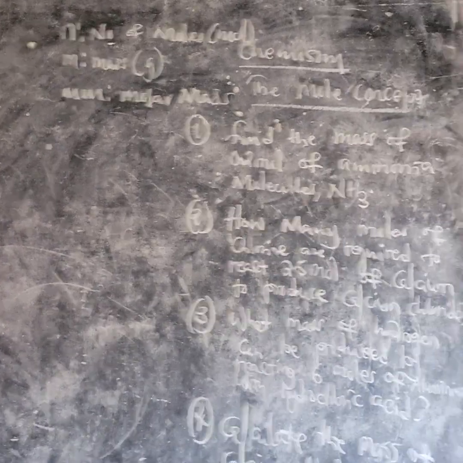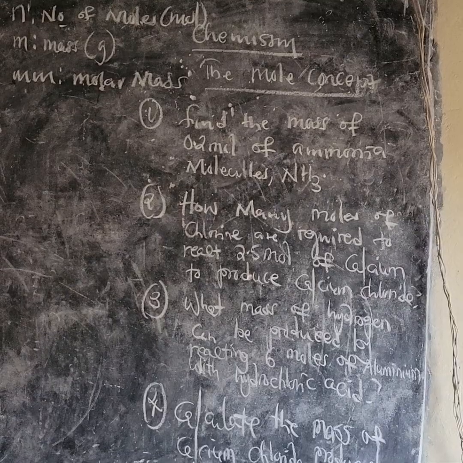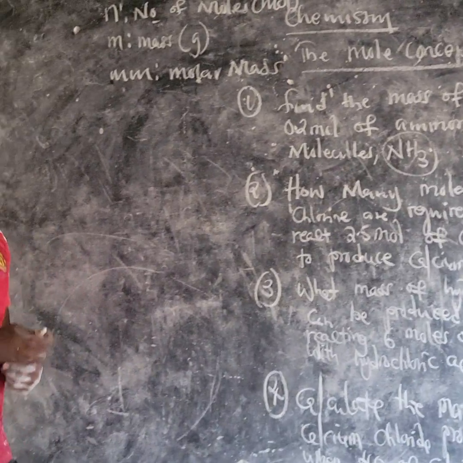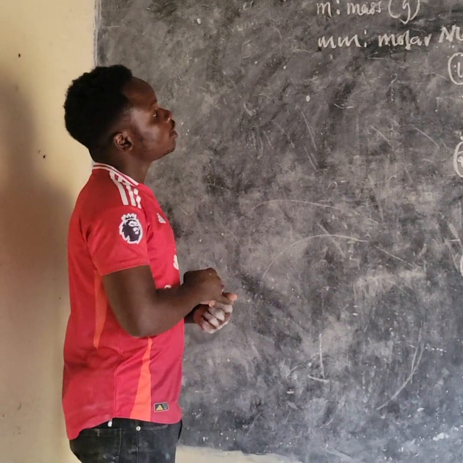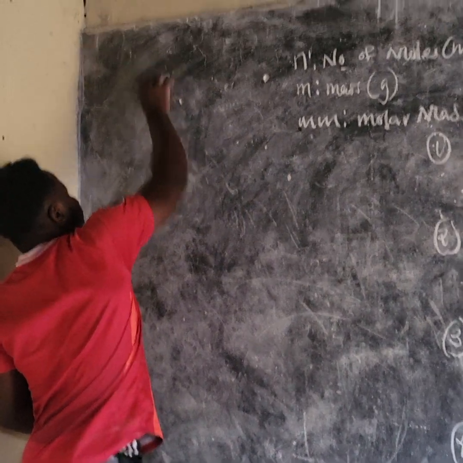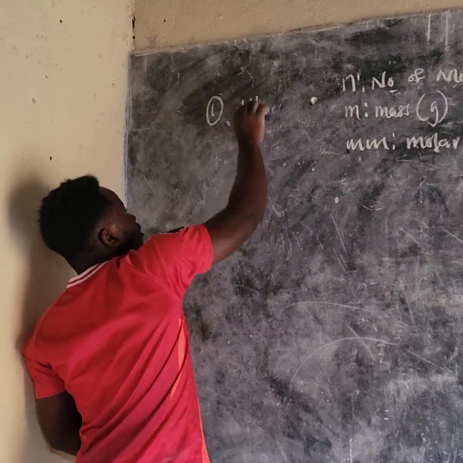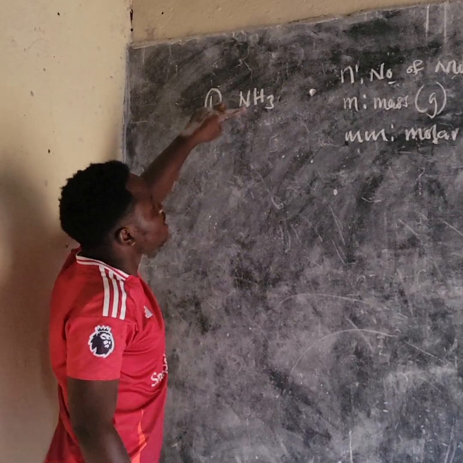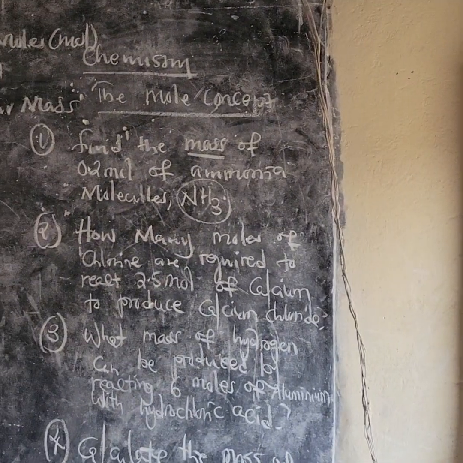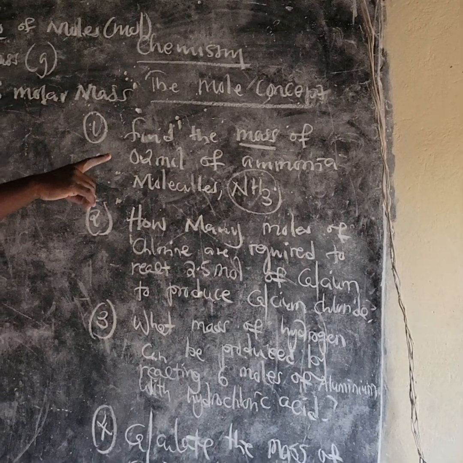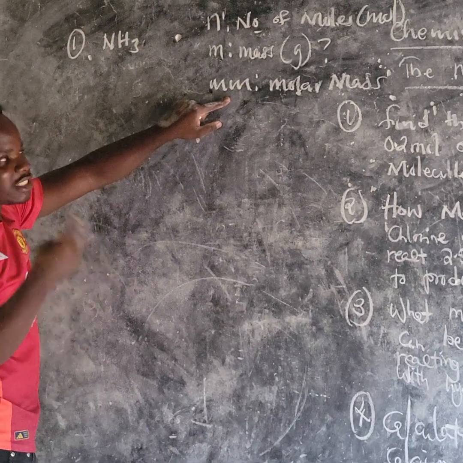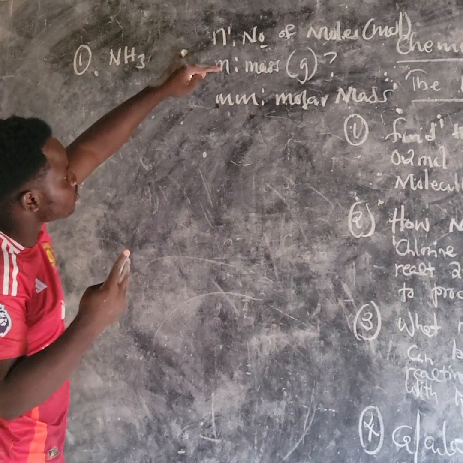So let us find the mass of 0.2 mole of ammonia. So we're talking about ammonia. We have the chemical formula for ammonia. So what we do is let us find the mass. Since we do not have the mass, we put a question mark for mass. Then the number of moles, mass, molar mass.